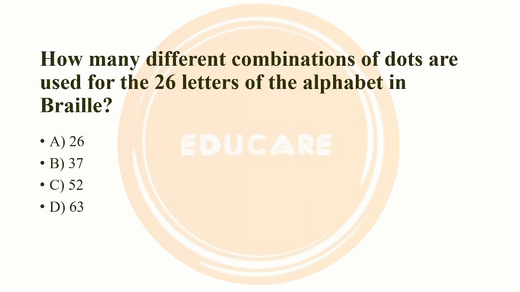How many different combinations of dots are used for the 26 letters of the alphabet in Braille? Options: 26, 36, 37, 52, 63. The answer to this question is option A, that is 26.